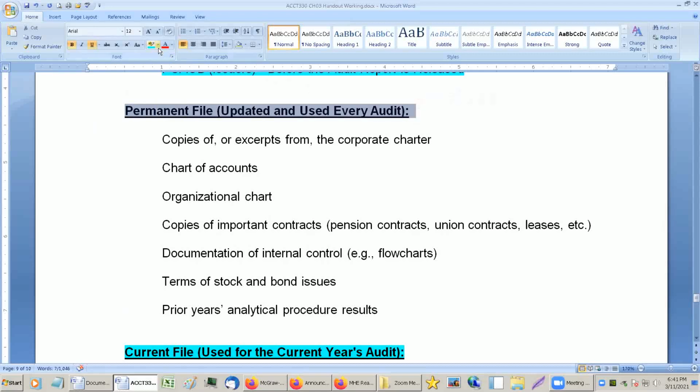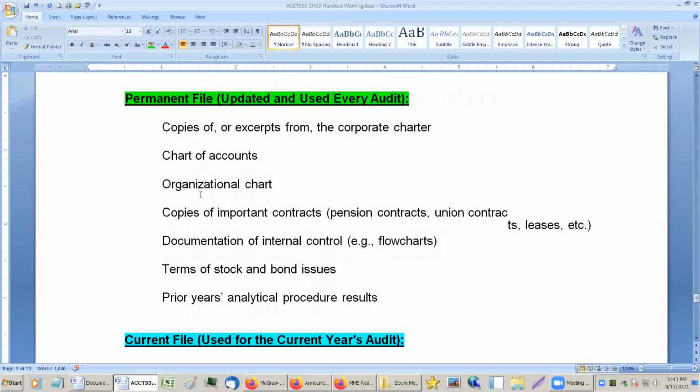Oh, excuse me, I bored myself. Permanent file. These are things you carry from year to year. For instance, things from the corporate charter. Your first audit, you probably will get the corporate charter and see what things are in it, things that are important, what rules they have for hiring or firing people and all this kind of stuff. You don't have to get that every single year. The corporate charter is probably not going to change. If it does change, you'll update it. Chart of accounts, that's usually going to be pretty much stable from year to year. Organizational chart, you'll probably update this.